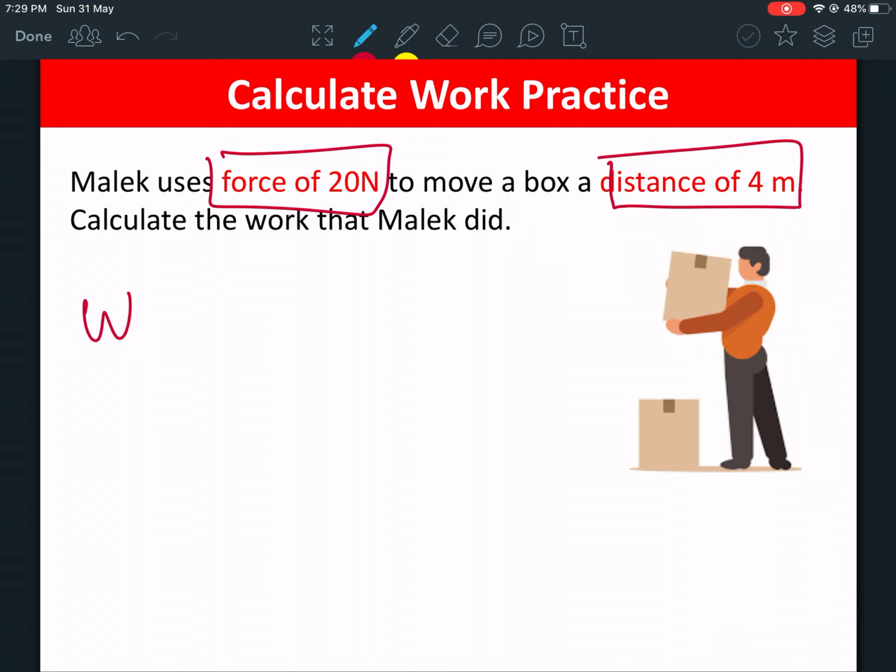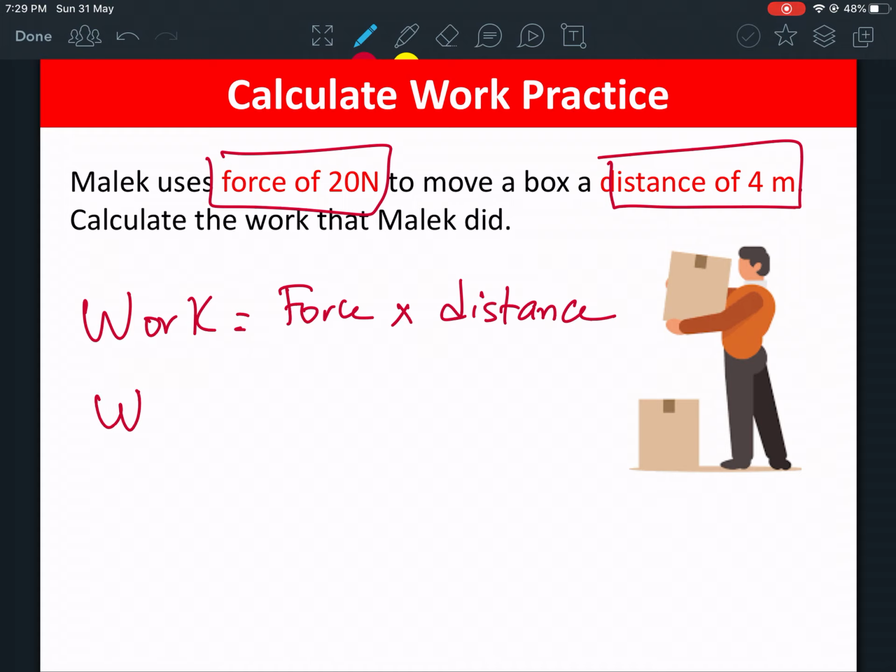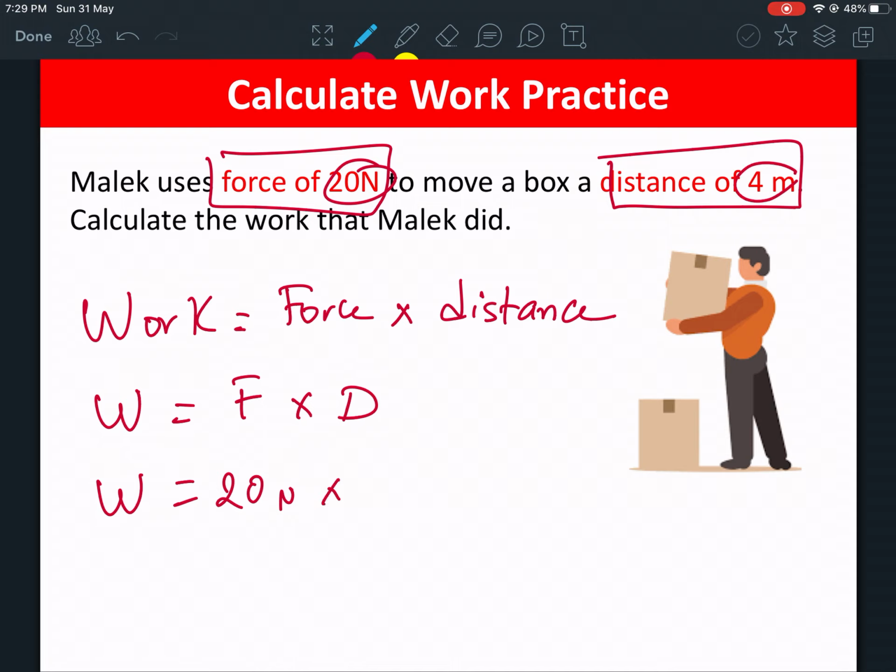First we write the formula. Work equals force times distance. That means W equals F times D. Make it easier, just make it W F D. It means work equals, what is the force? 20. So I write here 20 Newton times D. What is the distance? 4. So I write here 4 meter. So work equals 20 times 4, is how much? 80. So I write 80 and I write J.